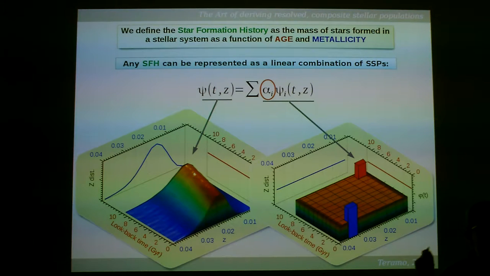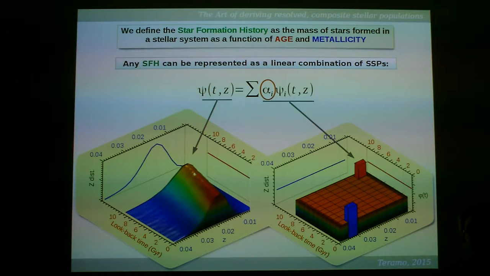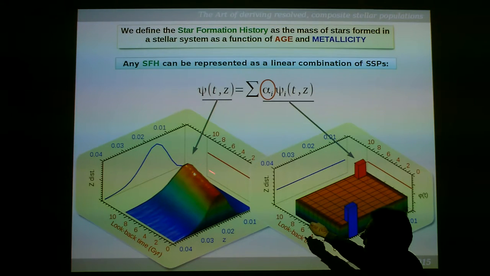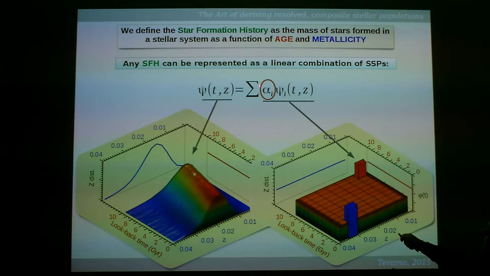We assume that any star formation history can be represented as a linear combination of simple stellar populations. This is a star formation history composed of simple stellar populations. A simple stellar population is one of these blocks: a number of stars within a small range of age and metallicity. So by raising and lowering all these simple stellar populations, we can have a star formation history like this, which is what we try to find. What we have to do is find the weight of each simple stellar population.